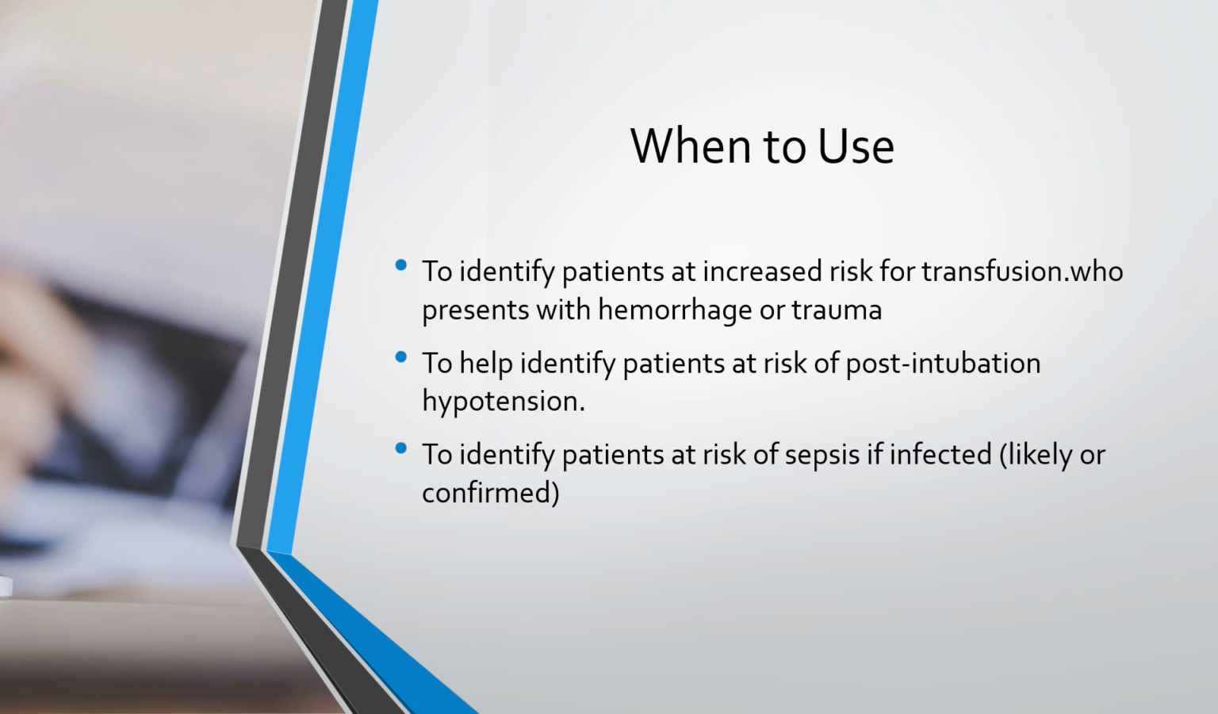When is shock index used? Firstly, it is used to identify patients at increased risk for transfusion who present with hemorrhage or trauma. It is also used to identify patients at risk of post-intubation hypotension. Lastly, it can also be used to identify patients at risk of sepsis if infection is confirmed or highly likely.